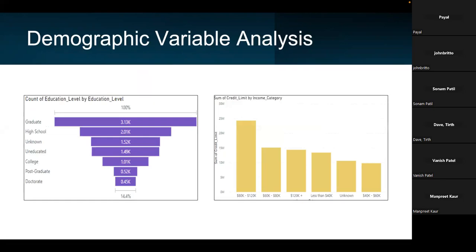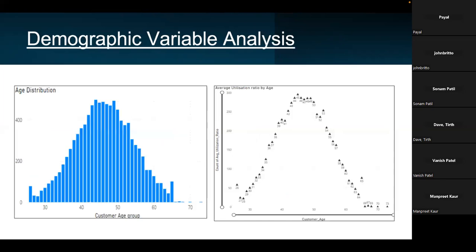We also took a look at what kind of education level they have, and we took a look at their total credit limit based on the income level which we saw earlier. So all these charts paint us a broader picture of what kind of customers the bank has been dealing with, and what kind of usage they have on the credit cards. So moving forward, the next slide.